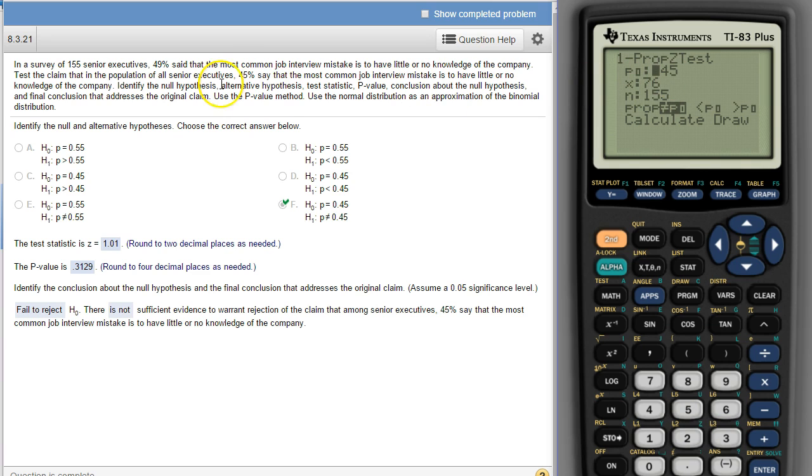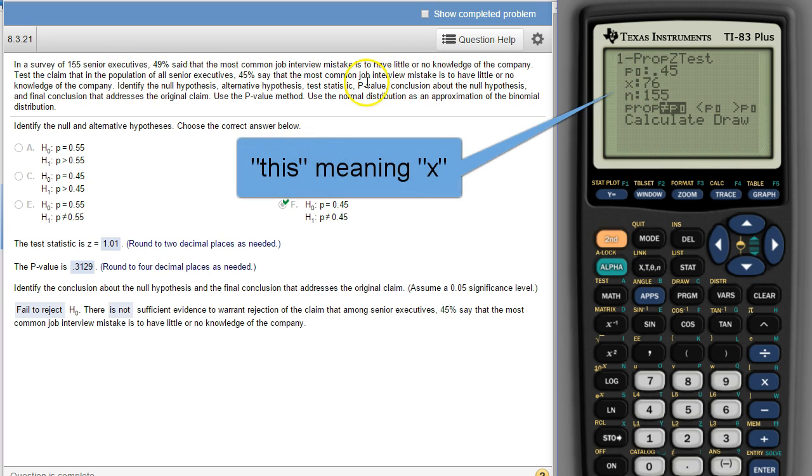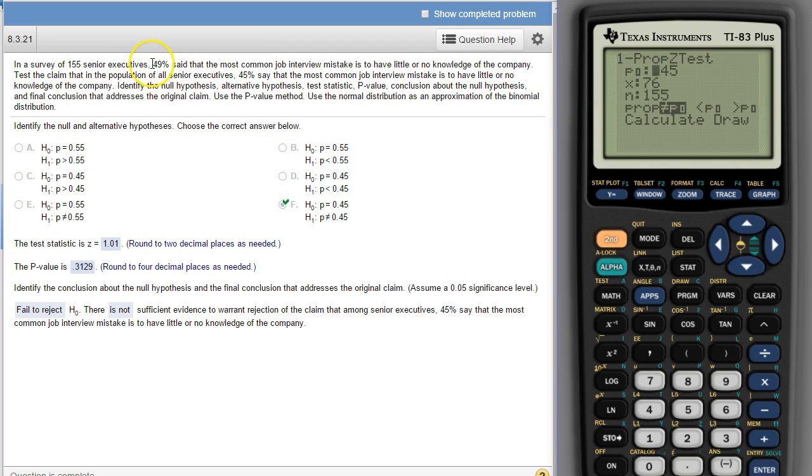So P0 is always going to be the claim value of a parameter. If this is not given to you directly, like it didn't give us X, it gave us P hat, we have to use the inverse relationship between P hat and X. So you just multiply N by P hat as a decimal and then round to the nearest whole number to get X.